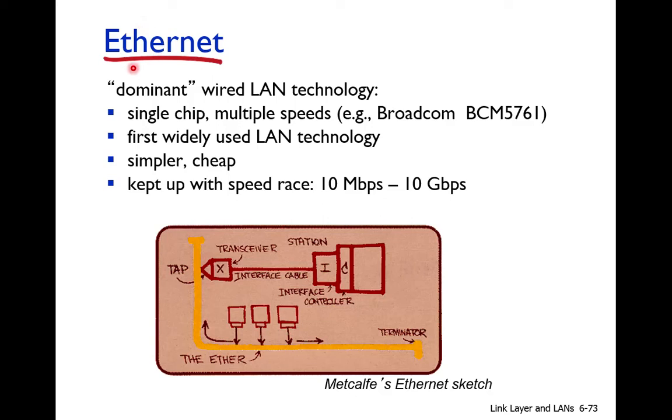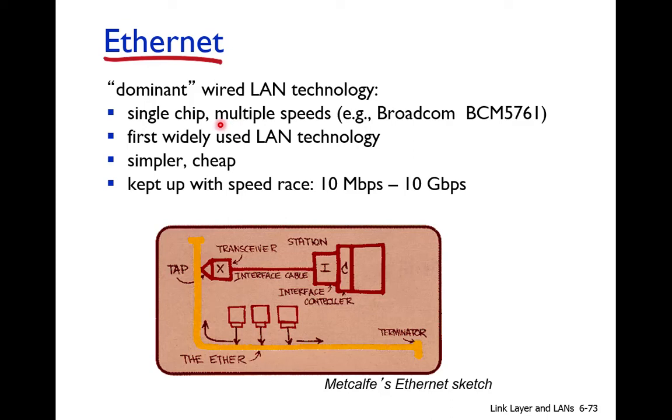So we are going to discuss how Ethernet accesses the medium, that is, what kind of medium access protocol is used and so on. So this is basically a standard protocol. Okay, so we are going to discuss it. Ethernet is basically a dominant wired LAN technology. It is a single chip and it has multiple speeds.